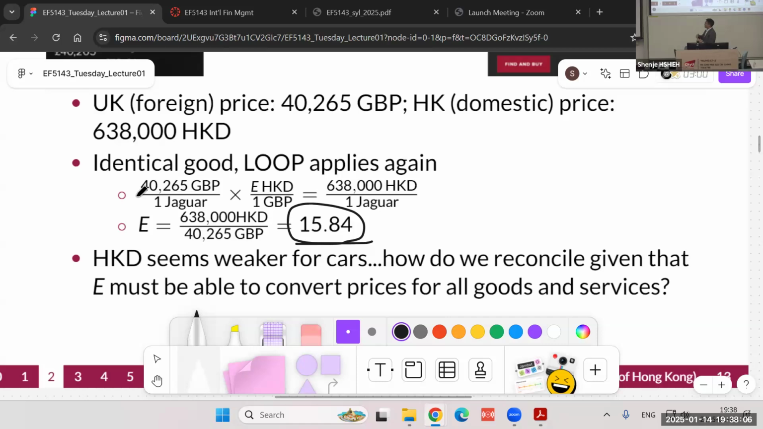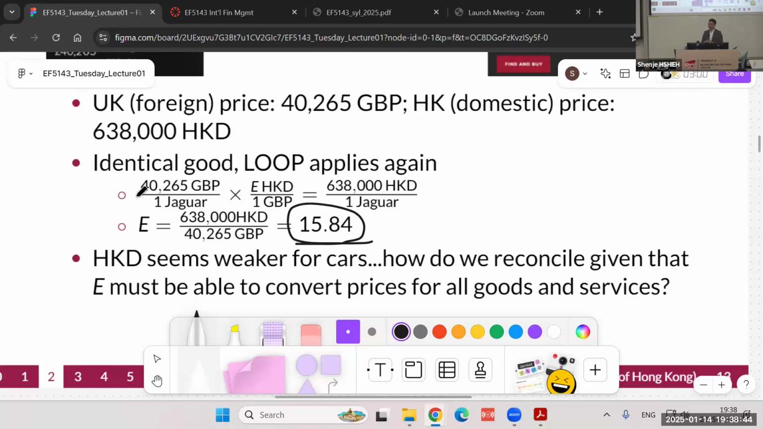The question I pose to you here for now, which we'll get to later, is how do we reconcile that E must be able to service basically all goods and services within an economy? How do we reconcile that? The way we reconcile this is to think of E as an average price. An average price of what? Average price of a consumption basket. So if E represents average prices, then we're thinking about the average consumption basket of an economy.